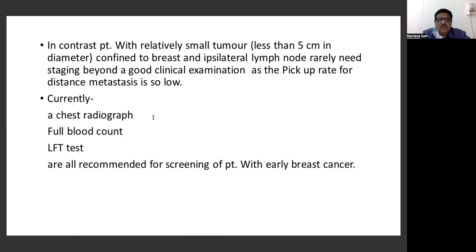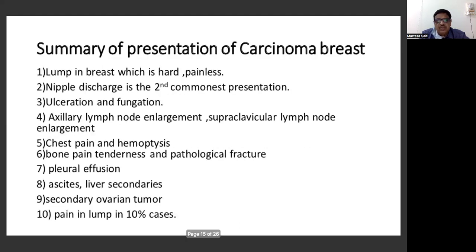In contrast, a patient with a relatively small tumor, less than 5 centimeters in diameter, confined to the breast and ipsilateral lymph nodes, rarely needs staging beyond a good clinical examination, as the pickup rate for distant metastasis is so low. Currently, a chest radiograph, full blood count, and liver function test are all recommended for screening of the patient with early breast cancer. So we must do chest radiograph, blood count, and LFT for breast carcinoma.